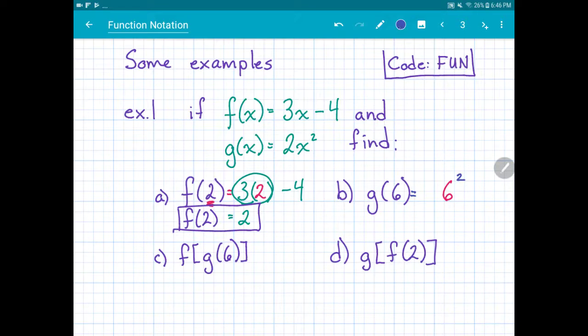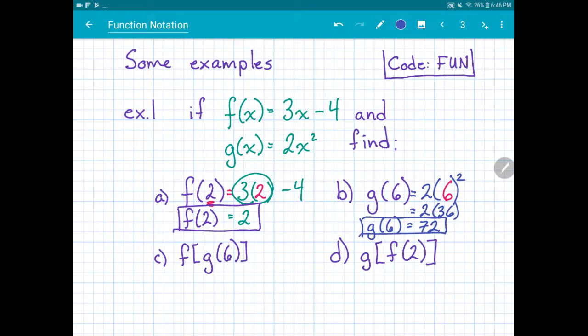Then we're going to multiply that by 2. Okay? Notice that the order again is indicated by BEDMAS, right? We know inside the machine it squares the 6 first. So that's 36 times 2, which is going to be 72. So we know g of 6 then is equal to 72.